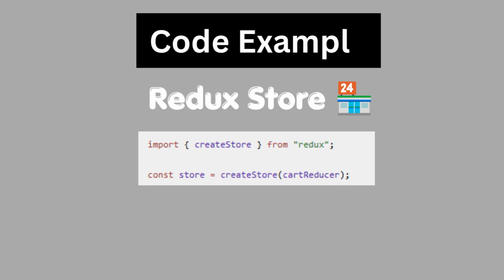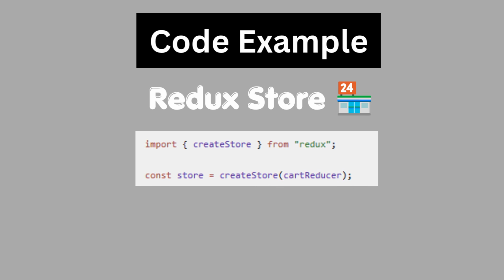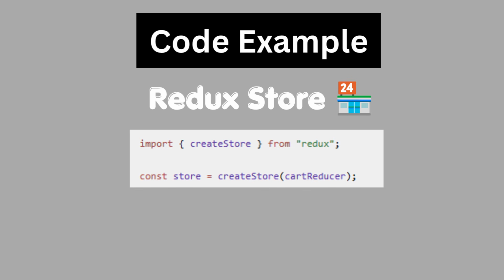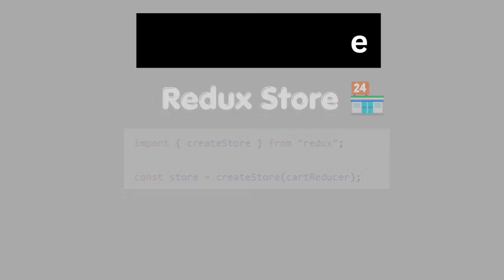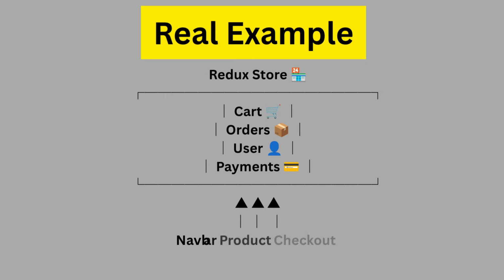Here we create a Redux store using the createStore function and pass the reducer to it. From this point, the store becomes the single source of truth for our application. Every component reads and updates the same Redux store. This keeps the application state consistent.